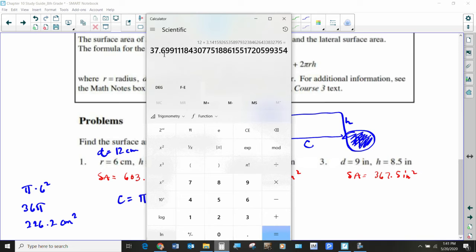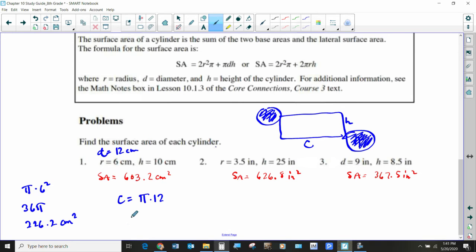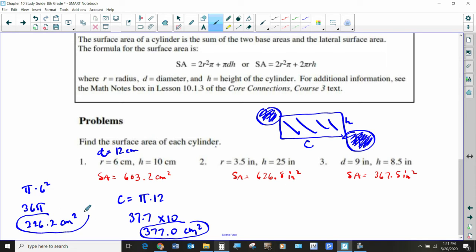And what is pi times 12? Let's round that up to 37.7. So we're going to take 37.7 and multiply that times 10, which is going to be 377.0. So when you add these two together, the rectangular portion, which is 377 square centimeters, plus the area of the two circles, you get 603.2 square centimeters.